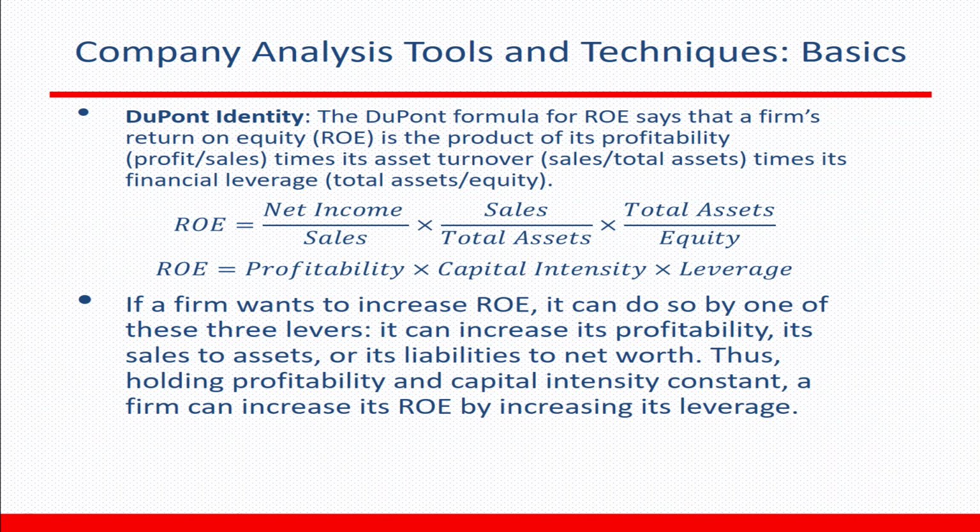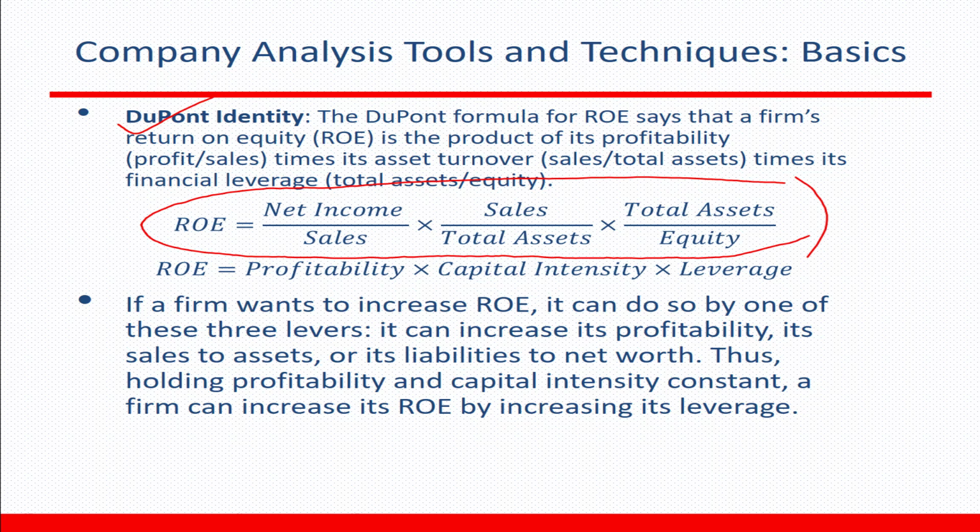So after that, I want you to learn one important identity in finance, which is called the DuPont identity. The DuPont formula says that a firm's return on equity is the product of profitability, asset turnover, and financial leverage. That formula is very well known in finance. So as a student of introductory finance, you must know this one identity. Return on equity by formula is what? Net income over total assets, right?